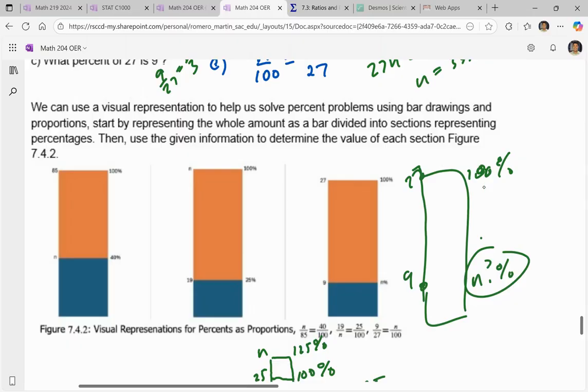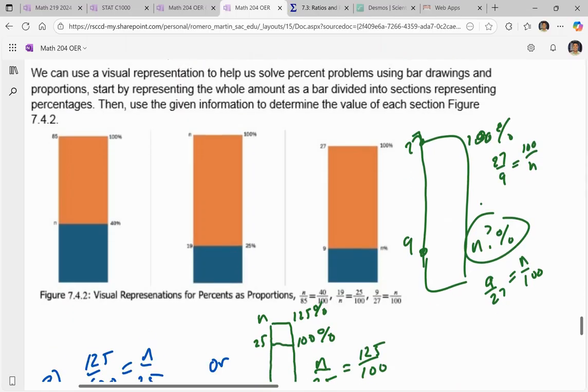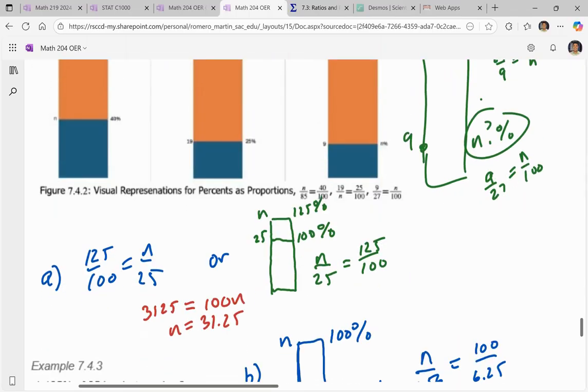And then once you have it, you can just write the equation. You could say 27 over 9 is equal to 100 over n, or I could have said 9 over 27 is equal to n over 100. You could write it multiple ways to solve this problem. Technically, you could also say 9 over n equals 27 over 100. A lot of stuff, but those would kind of change the context, but you could solve it that way.